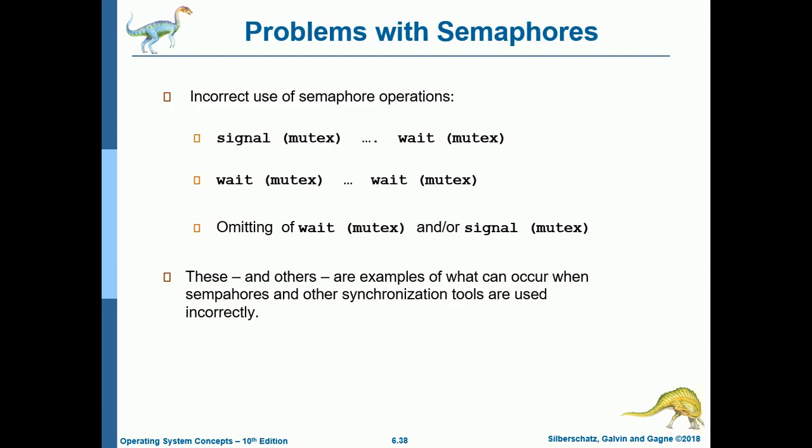So what are the problems with semaphores? Incorrect use of semaphore operations. For example, using signal and wait in the wrong order on the same semaphore, or wait and wait for another process, or omitting wait or signal for the mutex. These and others are examples of what can occur when semaphores and other synchronization tools are used incorrectly.